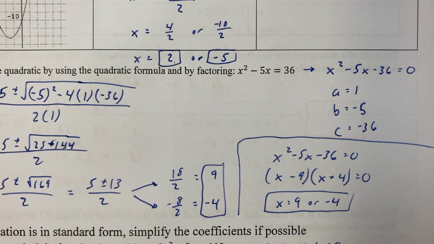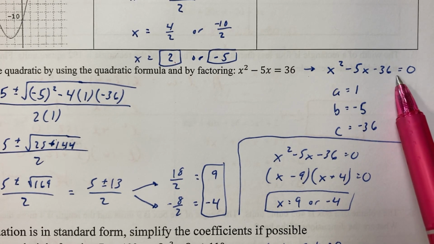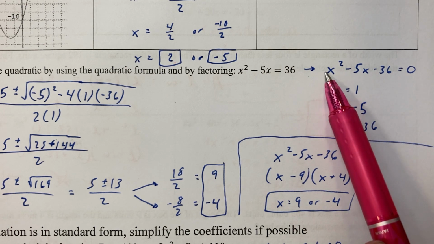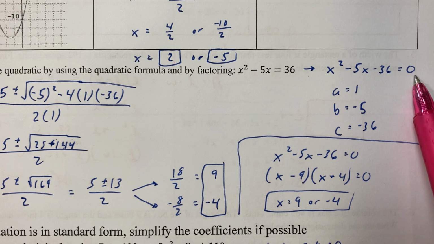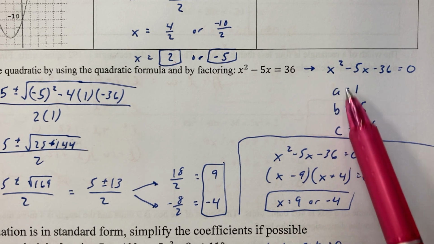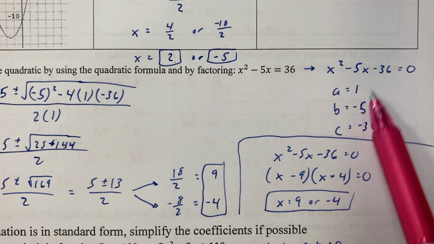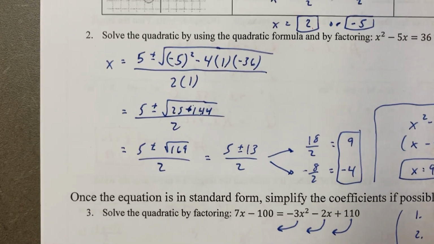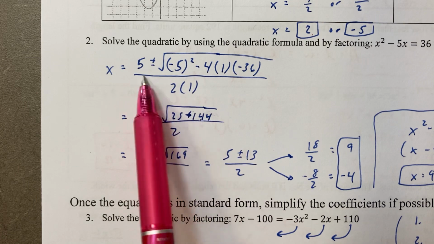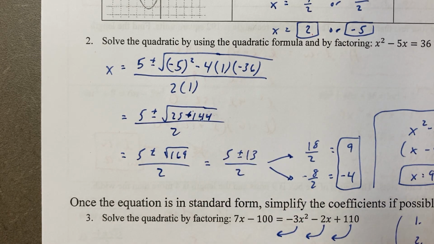Number 2. Before we do number 2, we have to make it in standard form, which means set it equal to 0. That is always your first step in solving any quadratic, is to set it equal to 0. Once we have that, we can see that a is 1, b is -5, and c is -36. Now, the fail-safe way is to plug it into this equation. Go ahead and pause the video and copy that down.